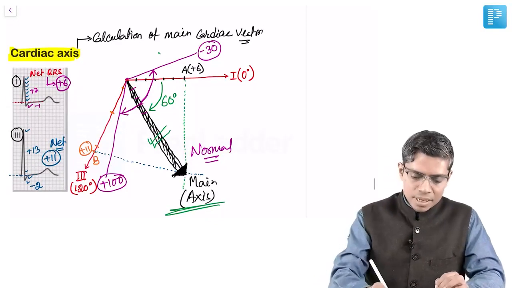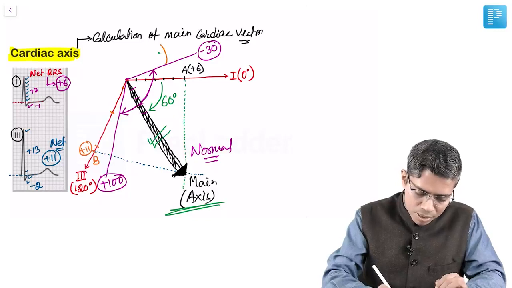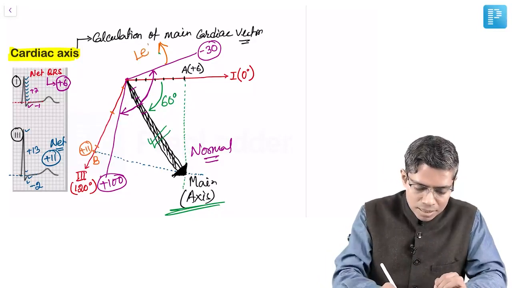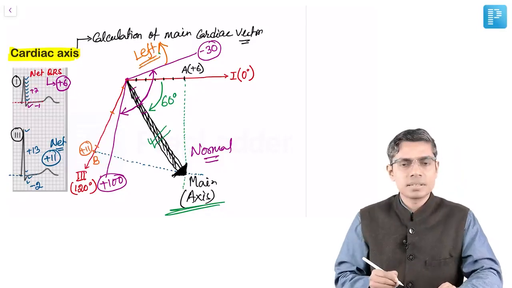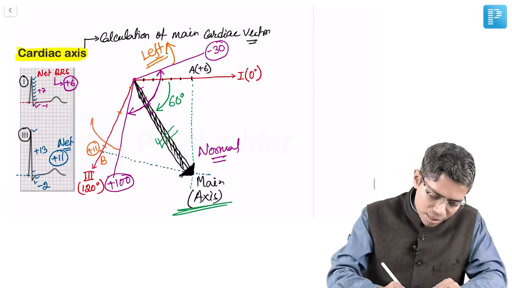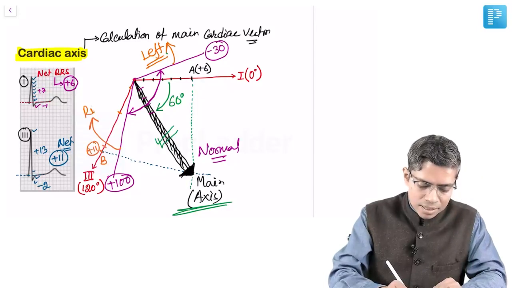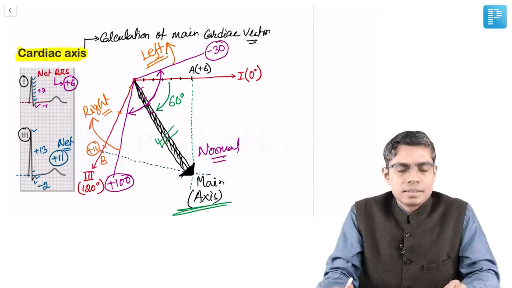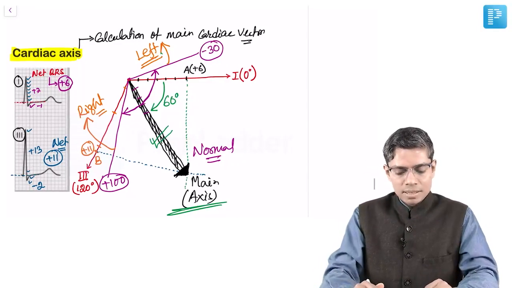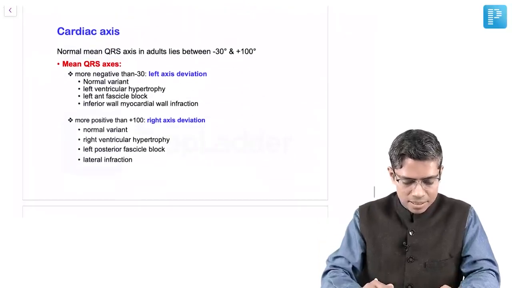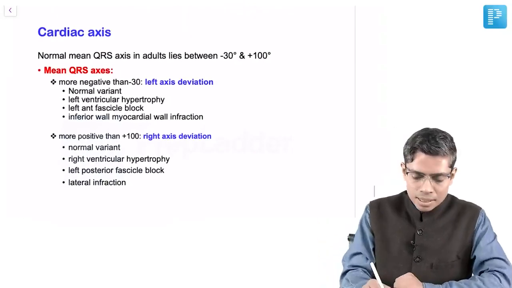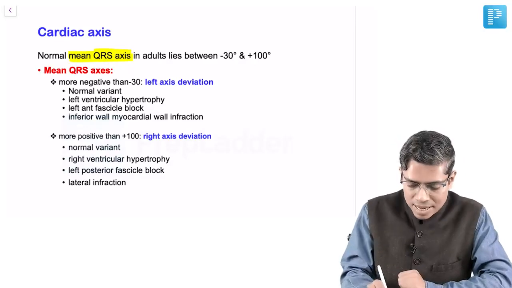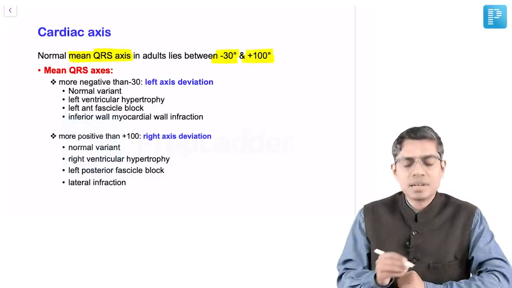But if the cardiac axis is deviated beyond this minus 30 degree angle, then that will be known as the left axis deviation, and if it is deviated beyond this 100 degree angle, that is known as the right axis deviation. Right? So now look, this is all about the cardiac axis. I told you that the main cardiac axis or the mean QRS axis lies between minus 30 to plus 100.